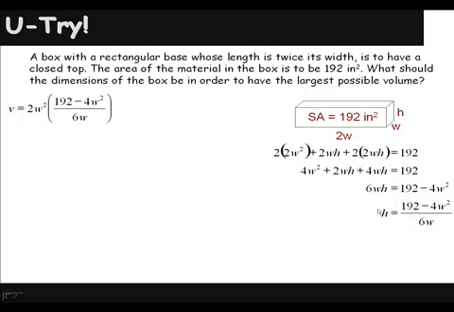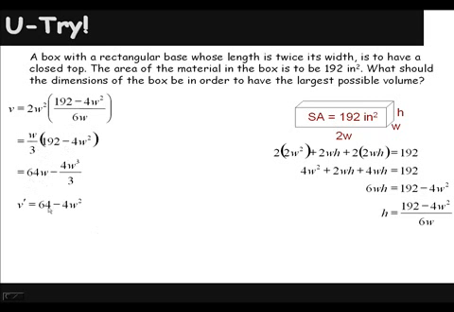I want to stay in terms of w, so I'll use this value for h, which is 192 minus 4w squared over 6w. We can reduce a little bit. 2 goes into 6 3 times, and w squared over w leaves a w here. So that reduces it out, makes it a little nicer function. Let's find the derivative. Or no, let's go ahead and simplify. Let's multiply by w over 3, so we don't have to deal with a product rule here. Now let's find the derivative.